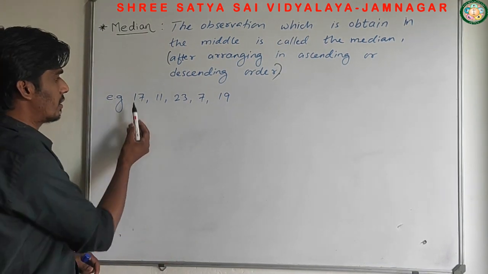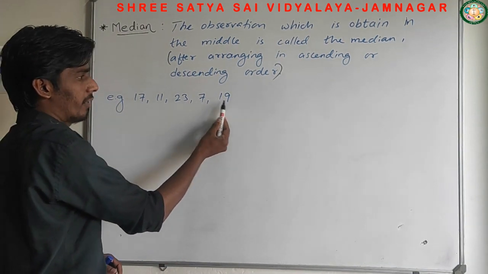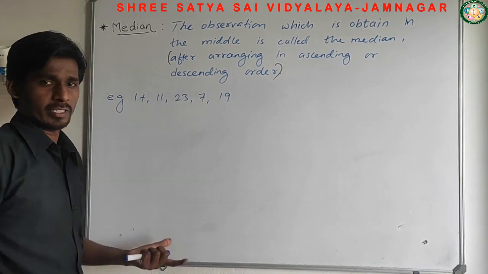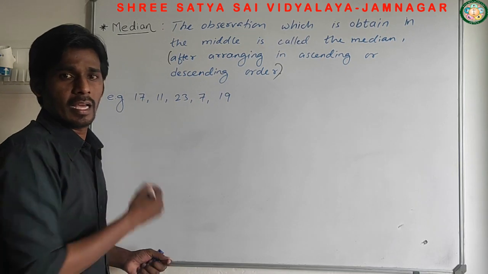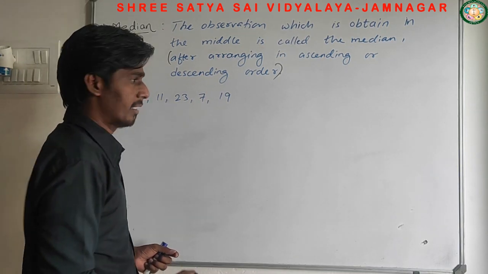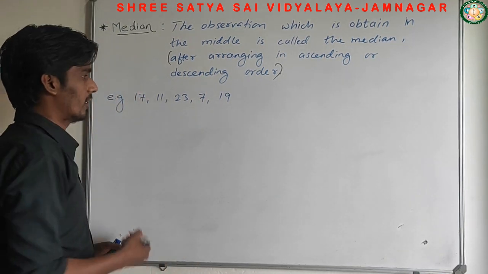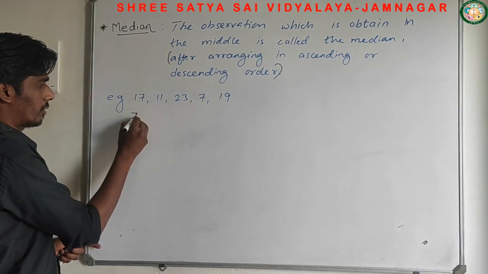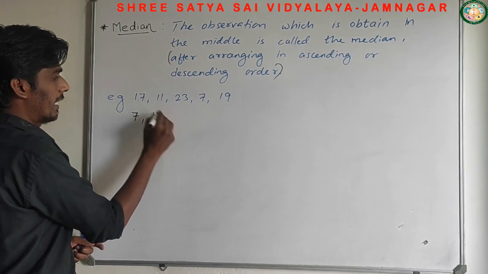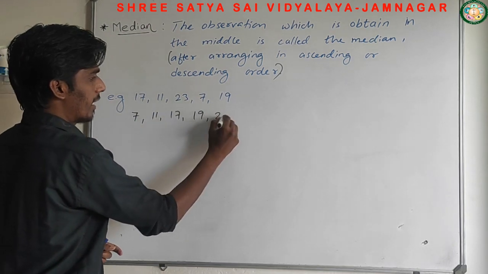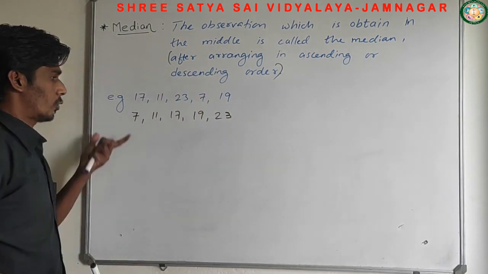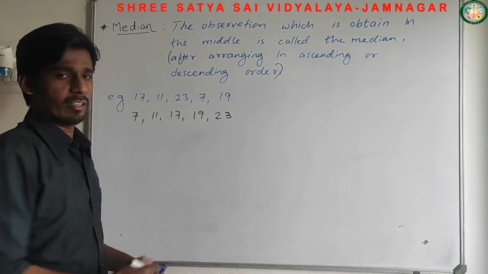Here, for example, 17, 11, 23, 7 and 19. Here 5 observations are there. First of all, to find its median, I have to rearrange them in either ascending or descending order. Let's arrange these numbers in ascending order. So the smallest one is definitely 7, then 11, 17, 19 and last is 23. So I have rearranged this in ascending order.